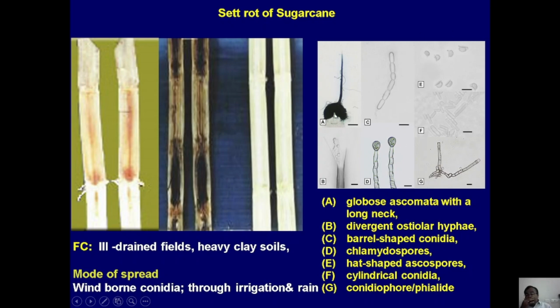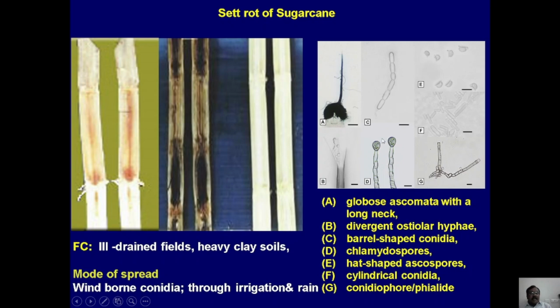This pathogen typically produces long necked ascomata, and this is the long necked ascomata, which produces the ostiolar hyphae through which the conidia are released. This is the barrel shaped conidia, and these are all the hat shaped ascospores. As we know, we might have studied this while studying Fusarium. These are the typical terminal chlamydospores produced by the organism, and these are the conidiophores as well as the phialides which bear the conidia.